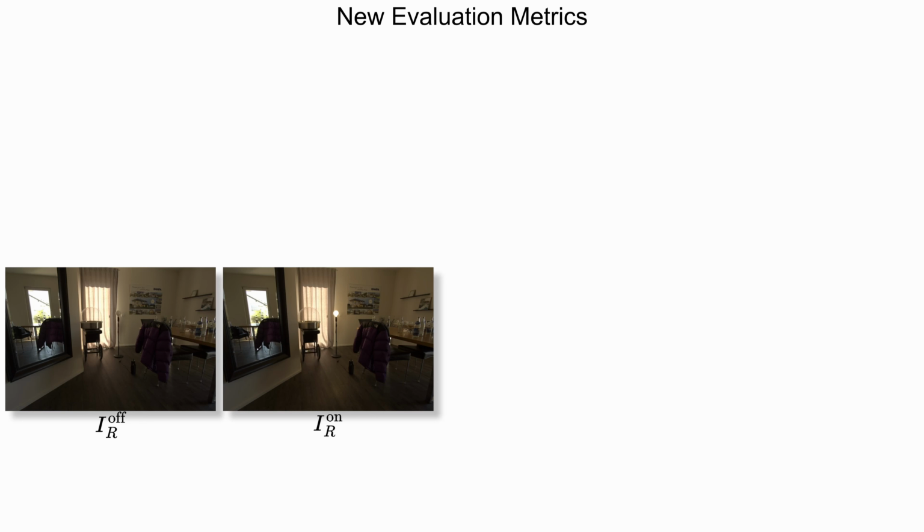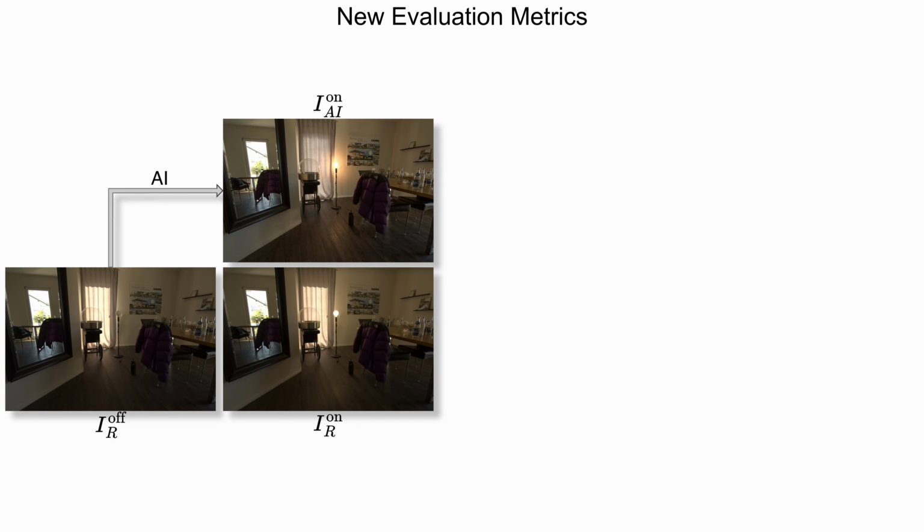For each scene, the dataset contains both a real light-off image and a real light-on image. One image is provided as input to the model, which must generate the corresponding alternative lighting condition. In this example, the task is to turn the light on.